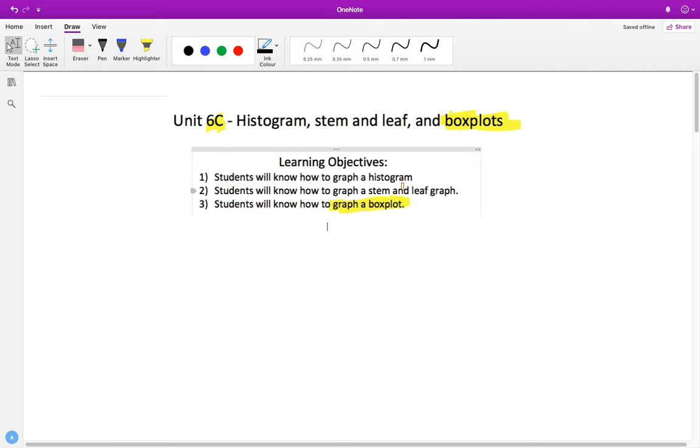This is the hardest of the three. However, there is a strict structure that you have to follow. As long as you can remember what's called the five number summary and write that down, all you're doing is filling those out and plotting them on a number line. So it's really not that difficult, but there's more to graphing a box plot than there is to a histogram or a stem and leaf. So that's why it can be a little bit more challenging.